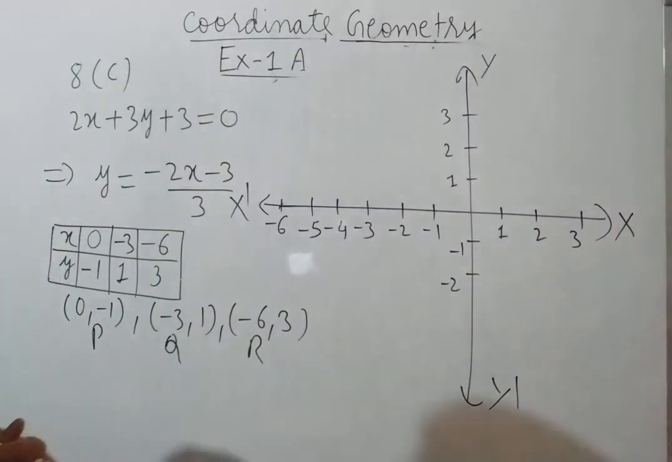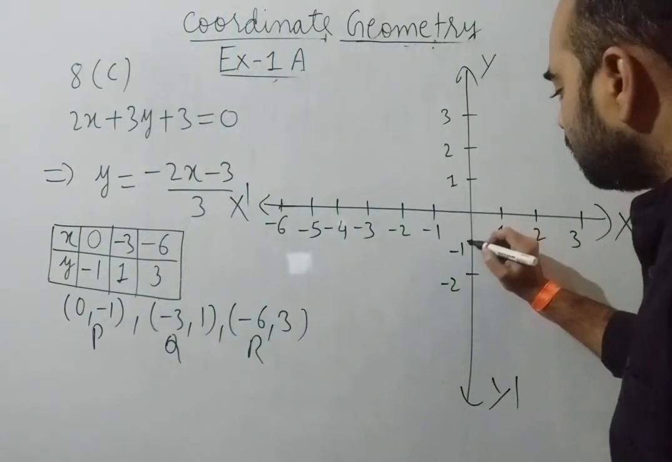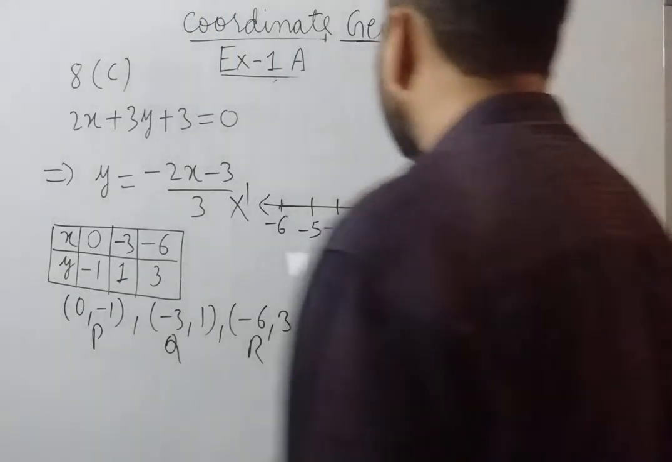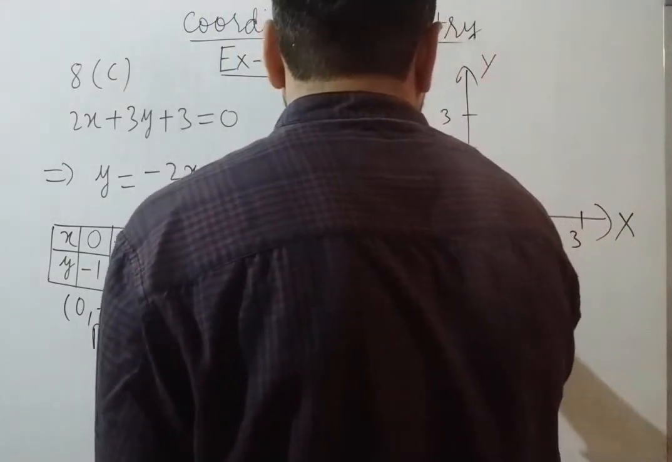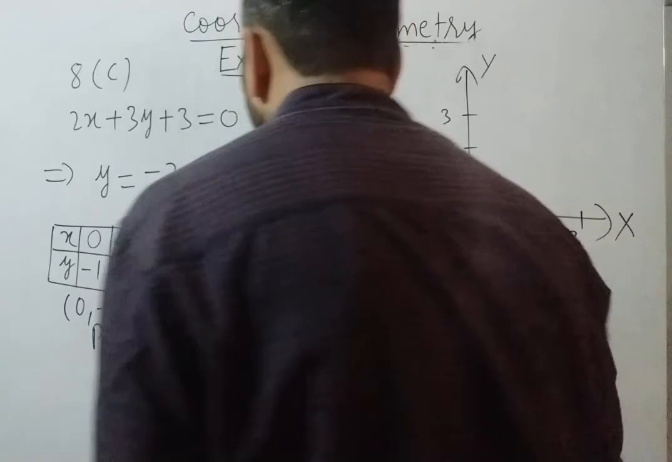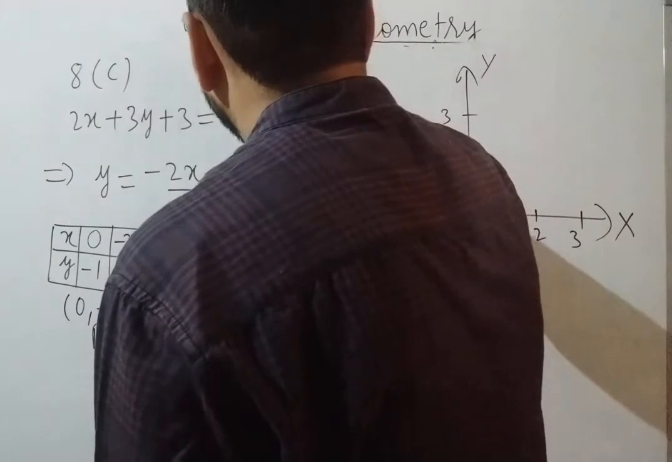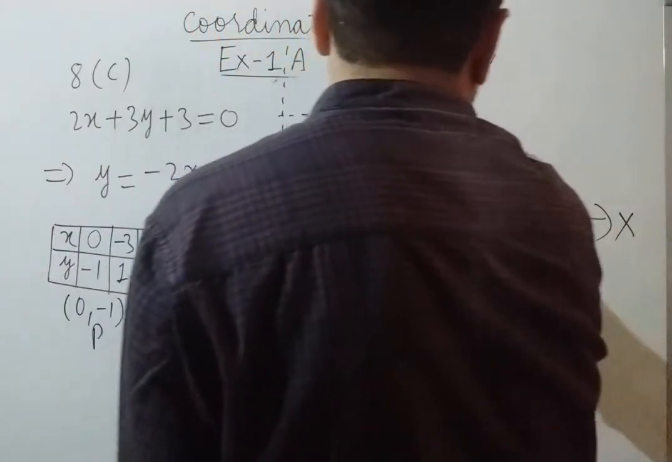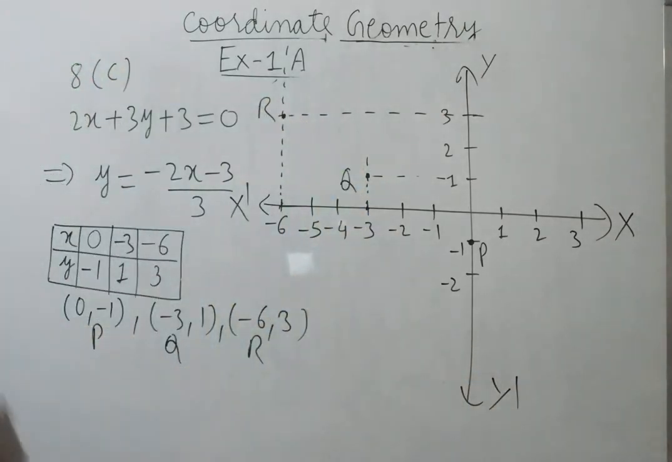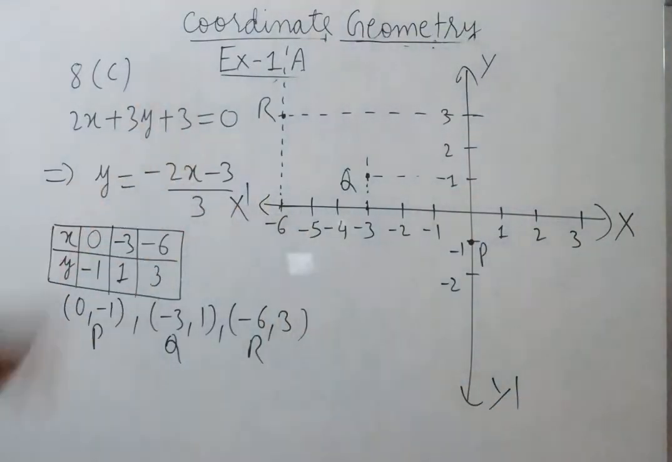So now we are going to plot. First point is (0, minus 1). (0, minus 1) means this will be on the y-axis, that is P. Next one is Q, (minus 3, 1). Minus 3, 1 means this is minus 3, this is 1. It means this point will be Q (minus 3, 1). Next one is (minus 6, 3). Minus 6, 3 means this is minus 6 and this is 3. So this point is R (minus 6, 3). Clear?